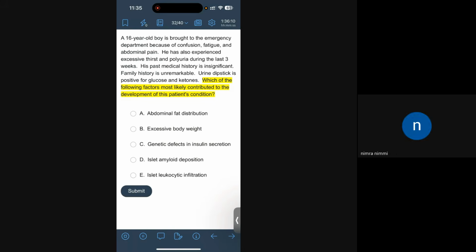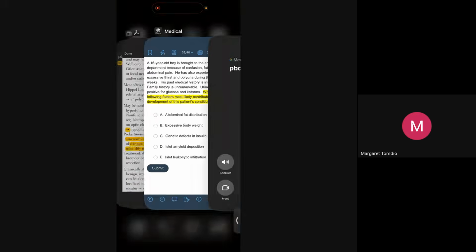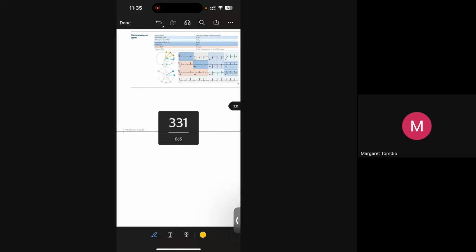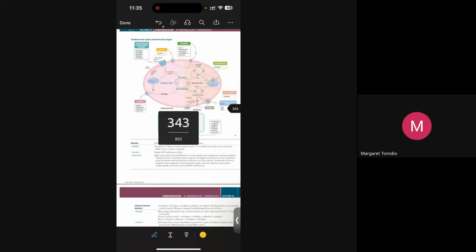Is it type 1 or type 2 diabetes? Type 1 diabetes, and glucose and ketones are elevated. That means the patient has diabetic ketoacidosis, right? Now you have to tell me which one is going to be related to type 1 diabetes mellitus. Let me open the page for you.